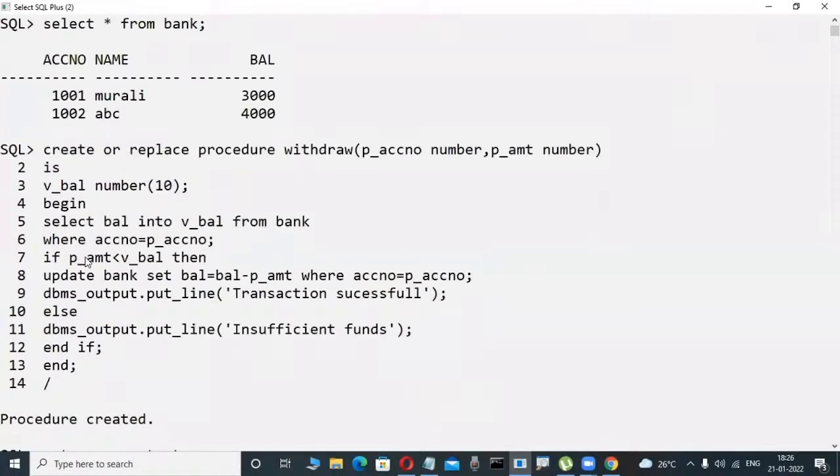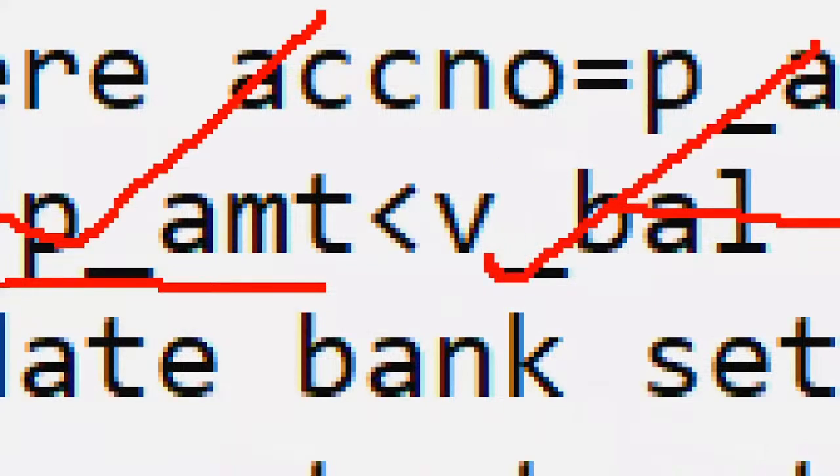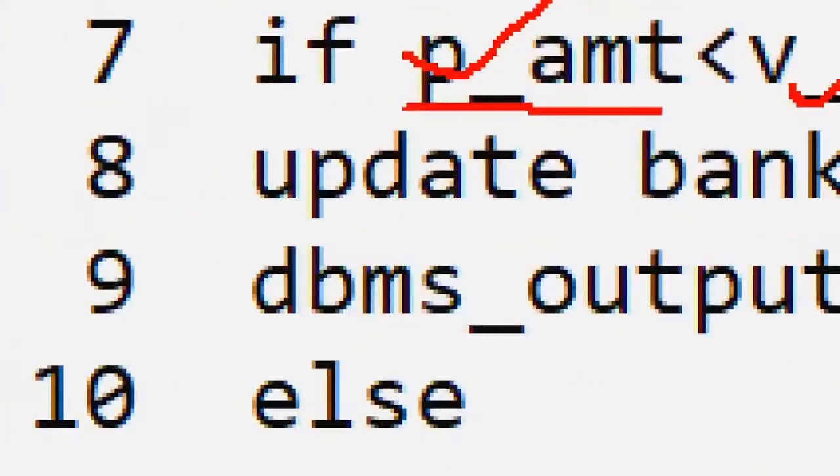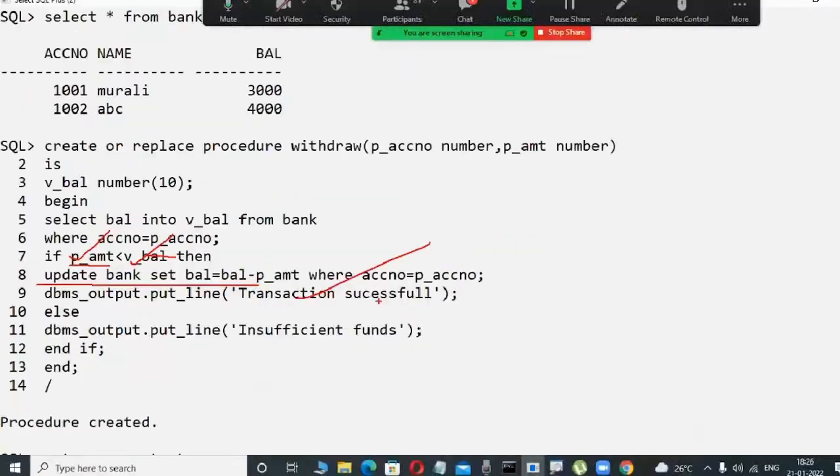So whenever the amount you pass, 2,000, is less than the available balance, in this case 3,000, I am updating only the bank table. The bank update modifies that one. Then the transaction is successful. Now, is it really correct?